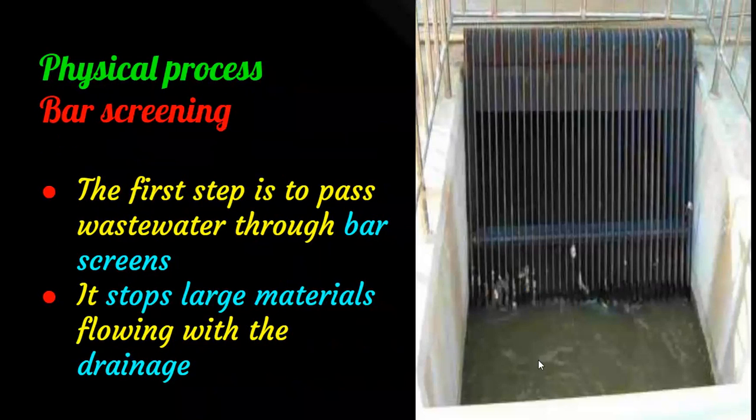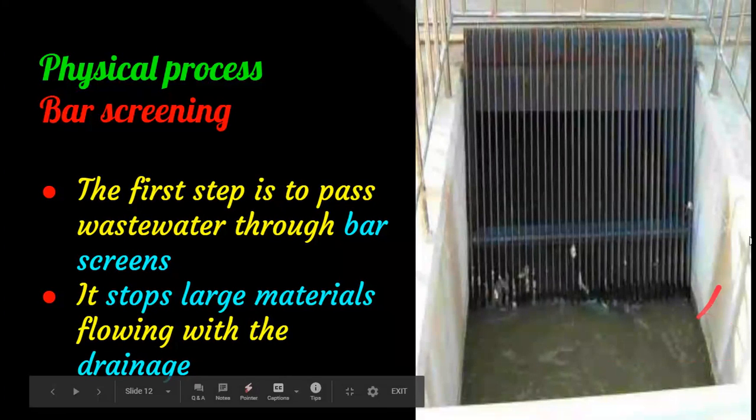Physical process or primary process involves bar screens, grit chamber and clarification. Bar screen. The first step is to pass the sewage through bar screens. These filter out large objects such as plastic bottles, cloth pieces, plastic and solid waste. This is the bar screen which does this work.